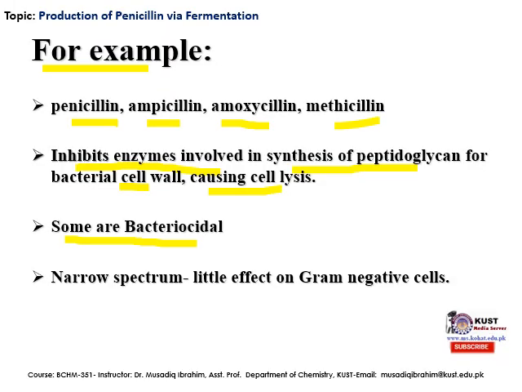Now, some of the antibiotics are broad spectrum antibiotics, so it means that they can work on a number of species of bacterial cells, like gram-negative bacteria as well as gram-positive bacteria. And some of the antibiotics are narrow spectrum, which means that they are effective on gram-negative bacterial cells, but they are not effective against gram-positive bacterial cells.